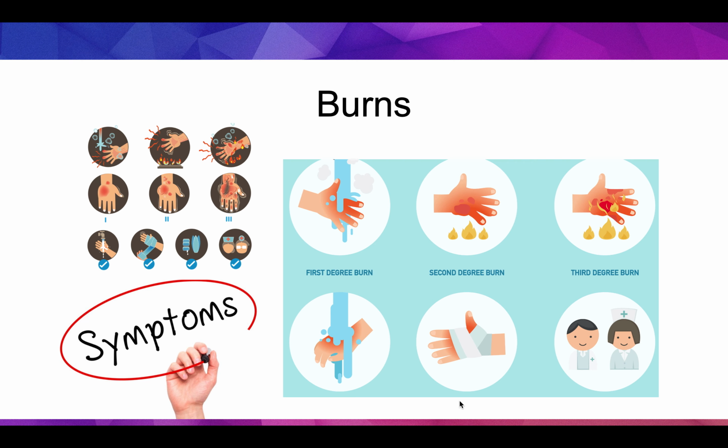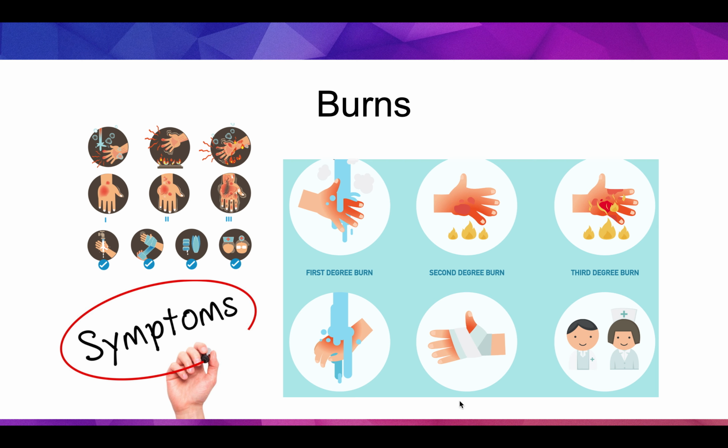There are three types of burns: first degree, second degree, and third degree burn. First degree burns only damage the outer layer of the skin, causing redness and swelling. Second degree burns damage the outer and the underlying layer of the skin. Blisters will appear on this type of burn.